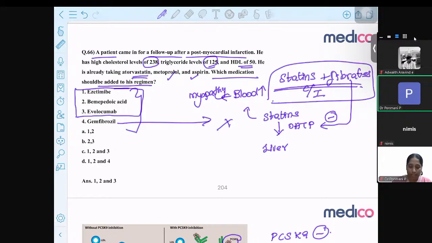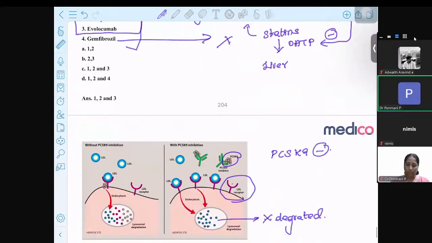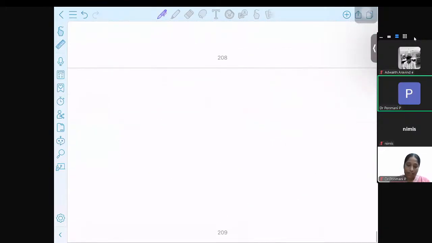And we are going to leave out gemfibrozil, which comes under fibrates, and we can add all the other drugs also. Okay, so now we will move into the next question.